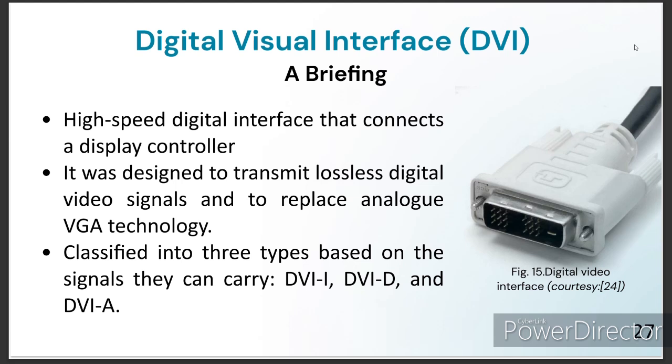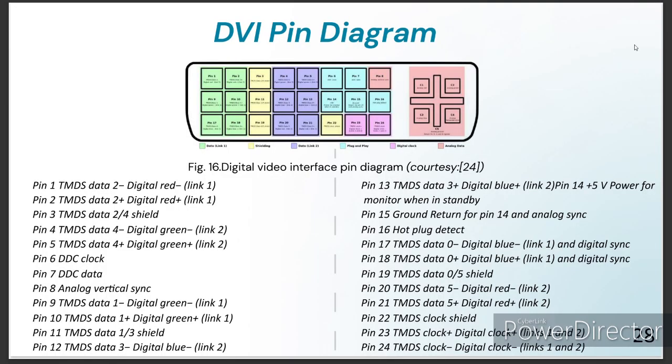DVI-A carries just analog data and no digital data. DVI-D simply transmits digital video and has no analog components. DVI-I connects both analog and digital components by combining DVI-A and DVI-D connectors. DVI pin diagram.